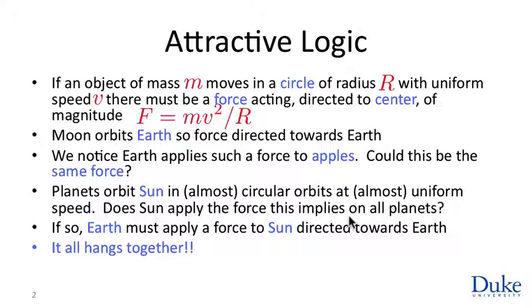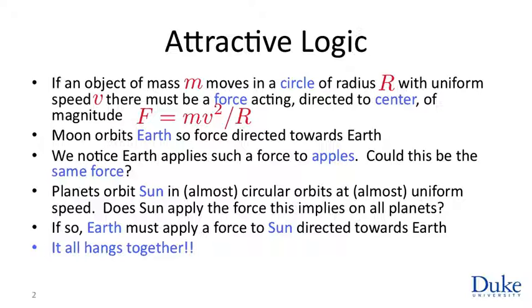Then by Newton's third law it would follow that since the sun must be applying force to all the planets, among them the Earth also applies an equal and opposite force to the sun. In other words, if the sun applies a force to the Earth directed towards the sun, it follows that the Earth applies a force to the sun directed back towards the Earth. And now we have lots of cases where the Earth is applying a force to things directed towards the center of the Earth. Perhaps that force too is the same force that makes the moon orbit the Earth and apples fall on people's heads. It all hangs together in a beautiful framework, and we can do the math.